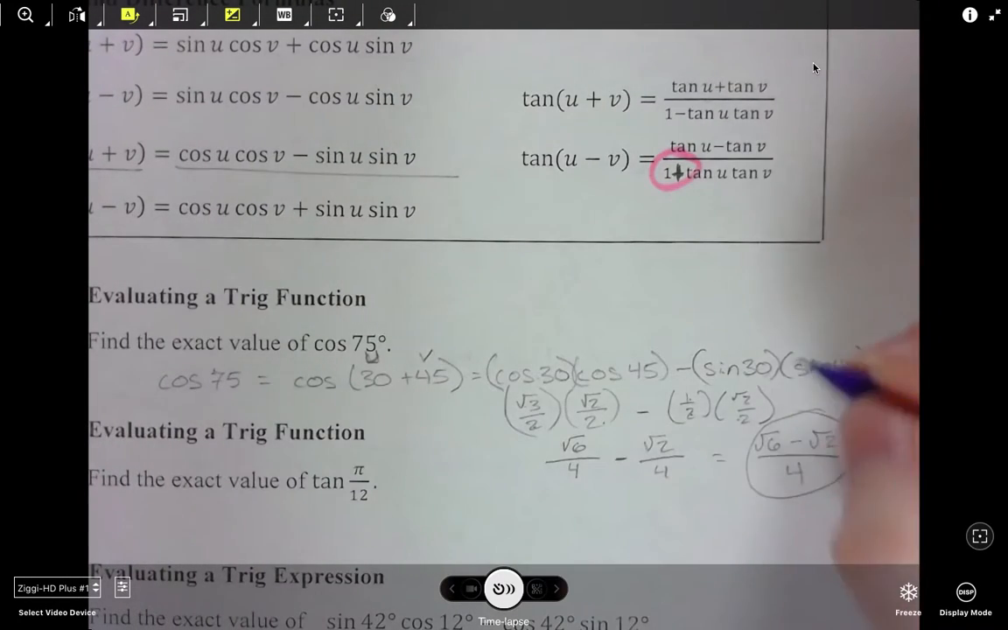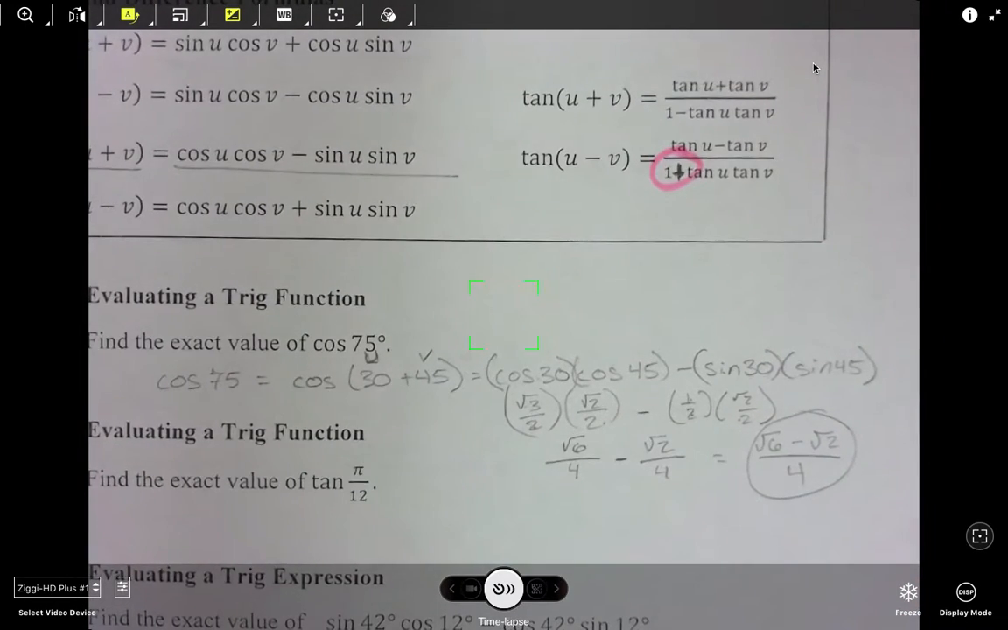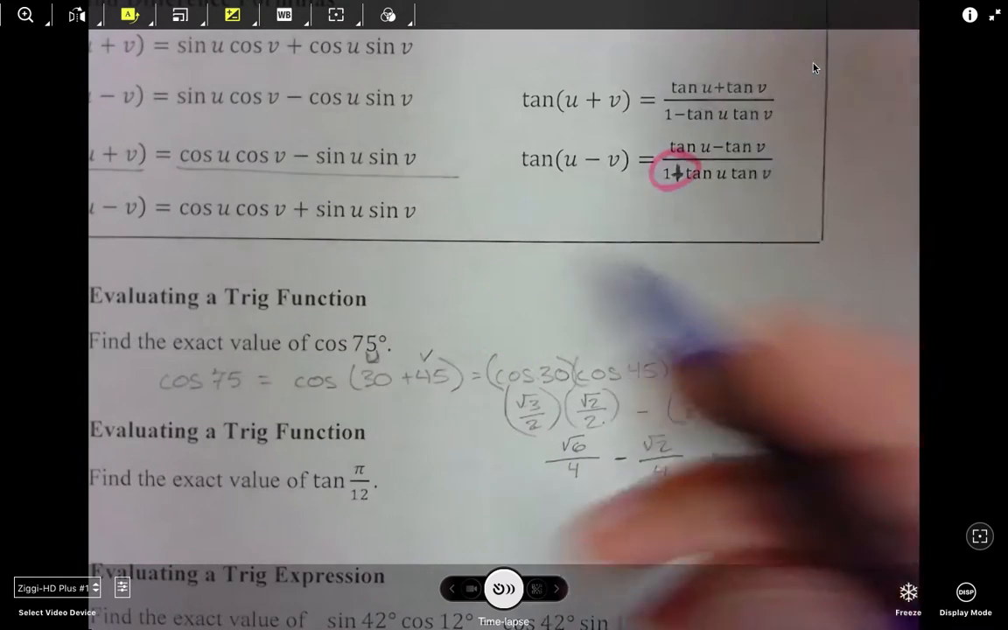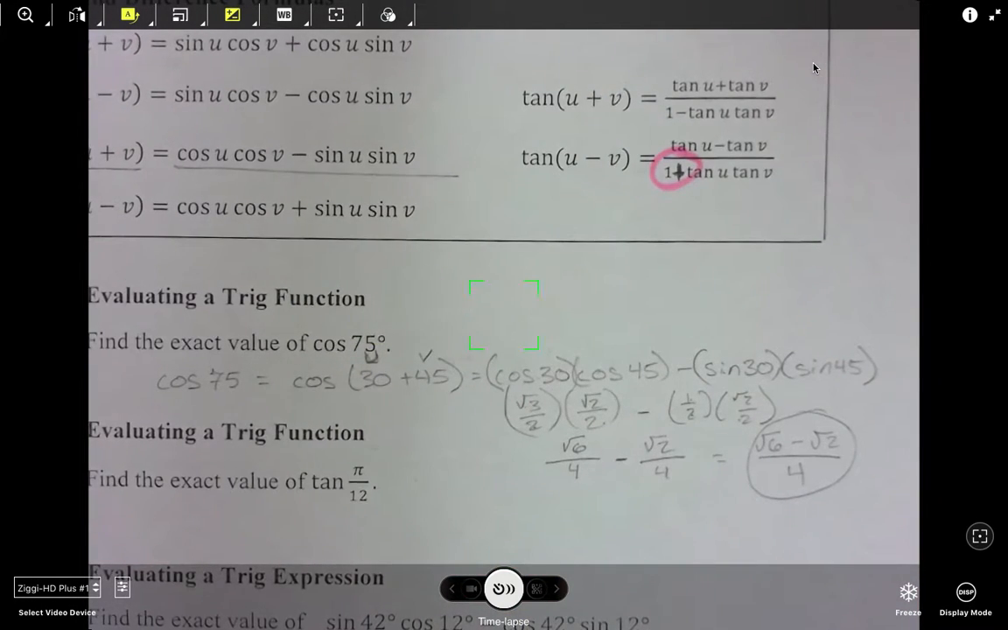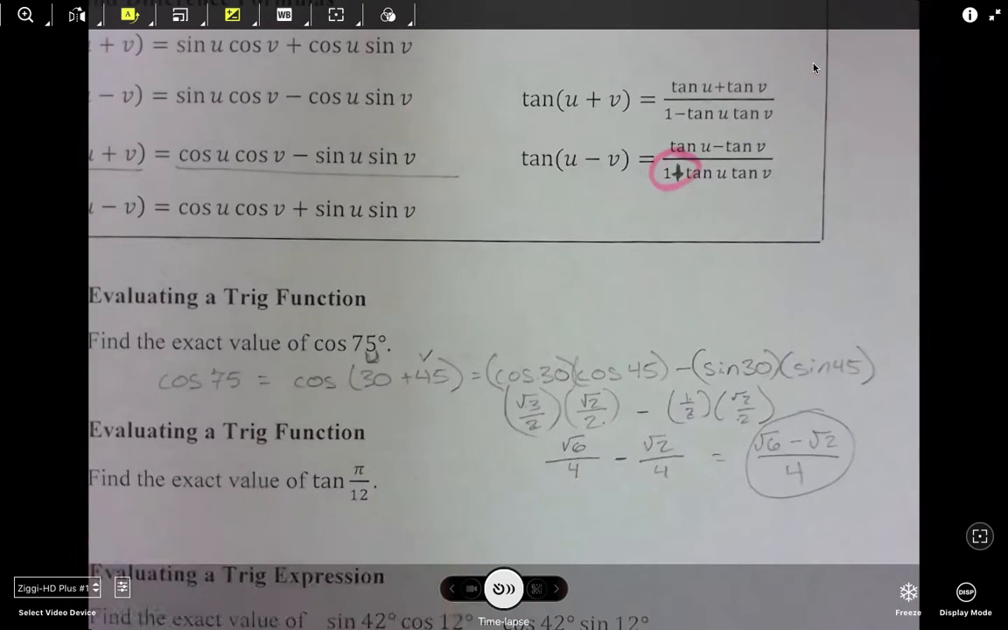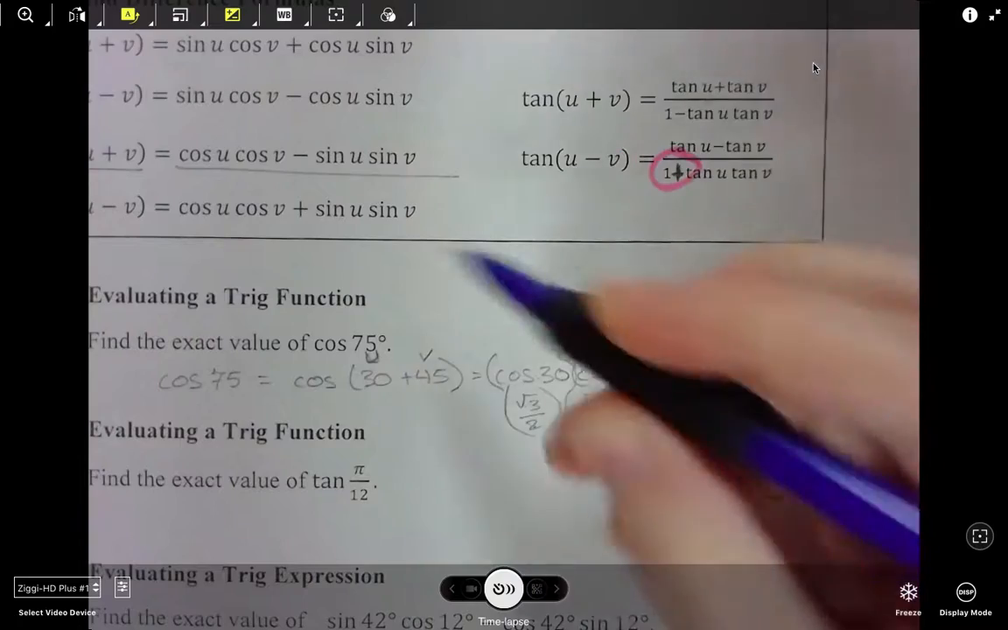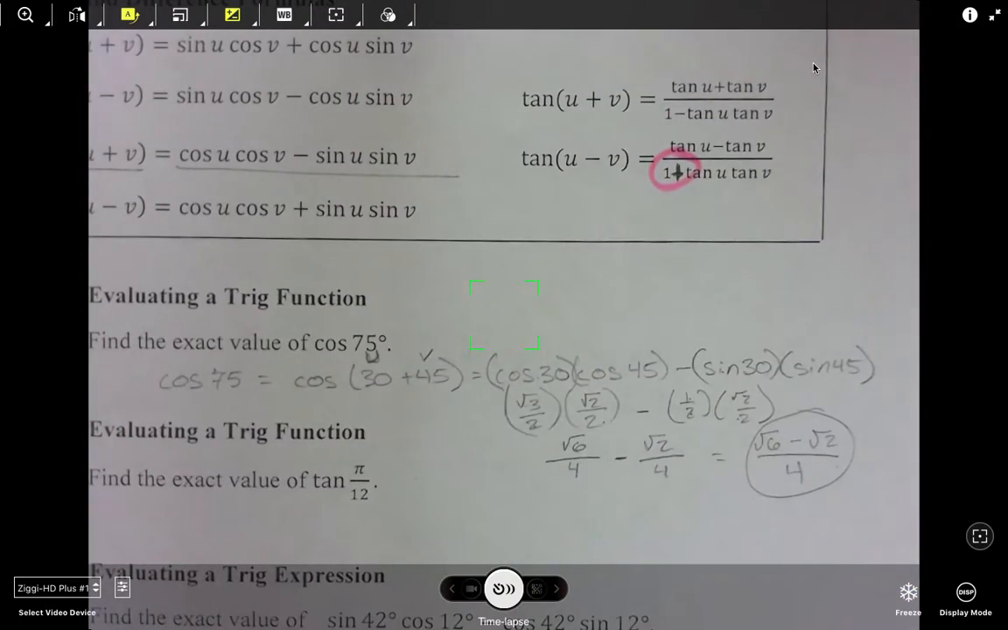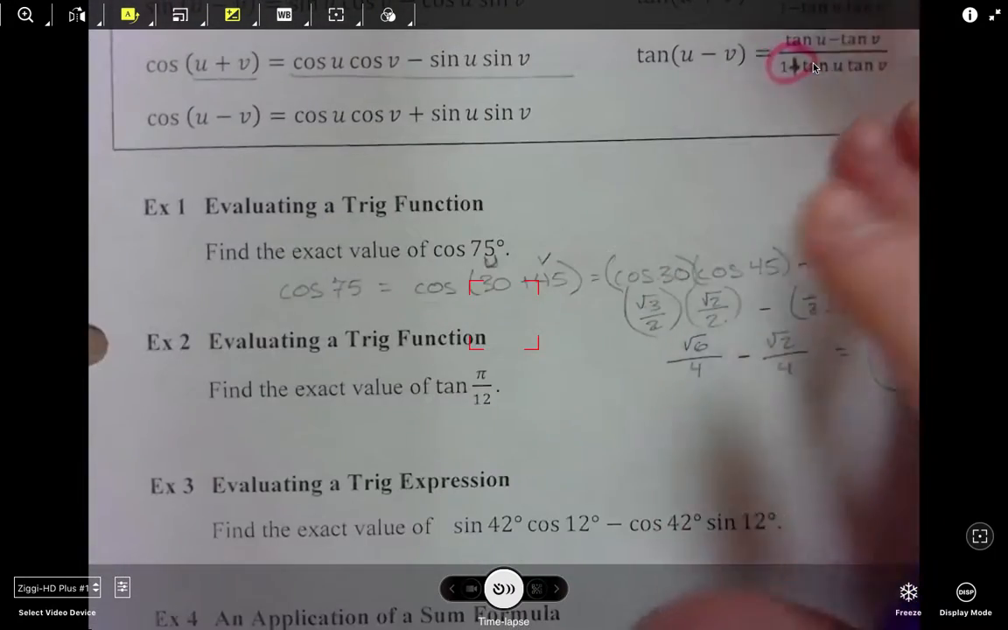If you plug this into your calculator and get a decimal, and then type in cosine of 75 degrees, you'll get another decimal. Those two decimals should match up. So that's a good way of checking yourself. Figure out what this is as a decimal, figure out what that is as a decimal, and it should be the same. Okay, so use that to check.